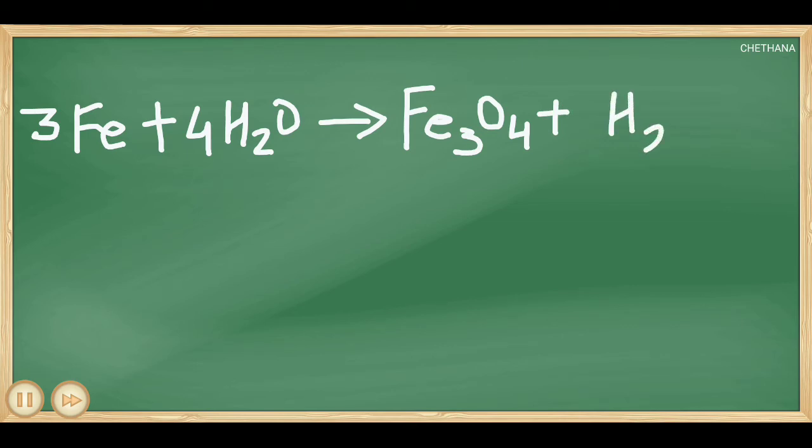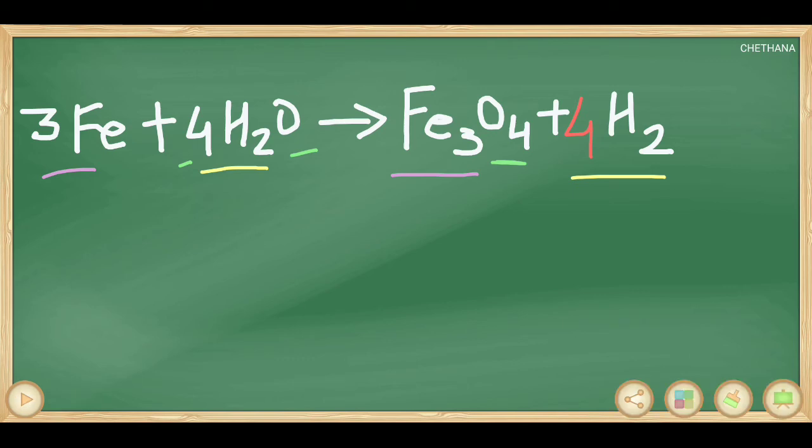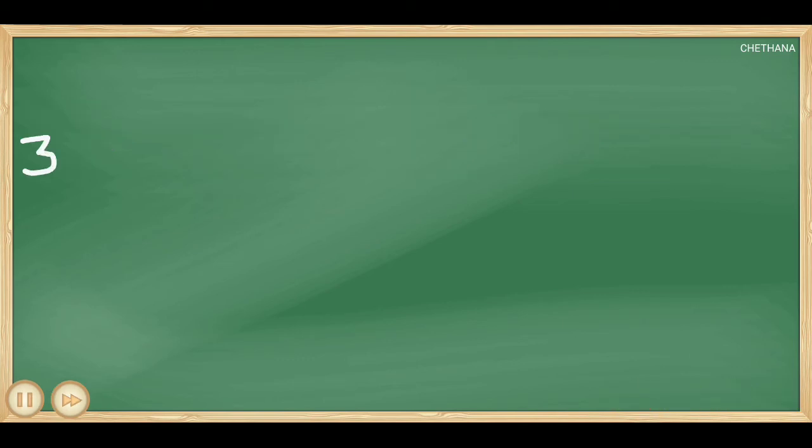So we get 4 into 2 hydrogen atoms on the reactant side and the product side. Now we can see the hydrogen are equal. So is the iron and the oxygen. Hence we can say the equation is balanced. Guys, our equation is balanced.